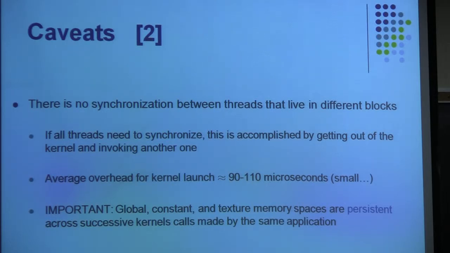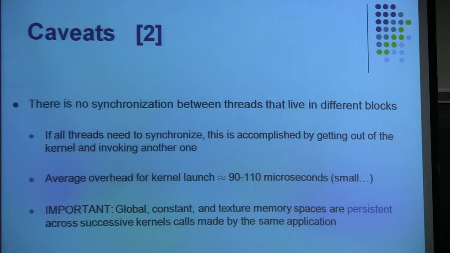I already told you that if you want to synchronize threads in different blocks, that's not possible. It is possible to synchronize threads that run in the same block. There's a sync threads, and if you have 512 threads in one block, they get synchronized. But if you have block 1 and block 19, there's no way you can synchronize the threads in those two blocks because they might not even be executed on the same SM.